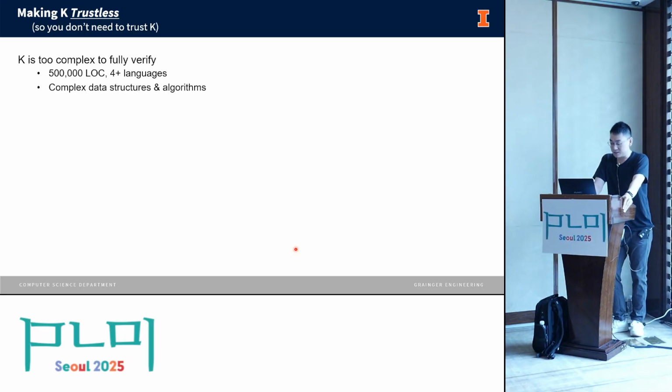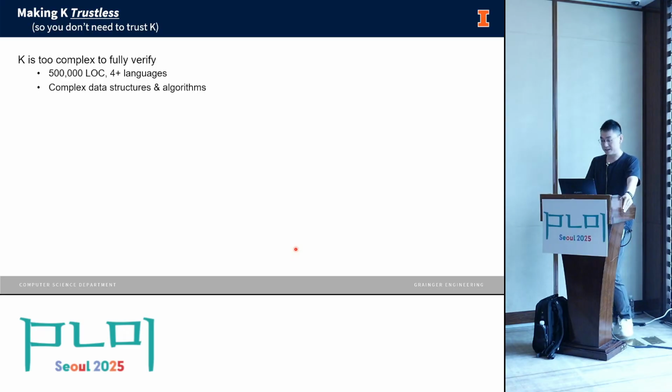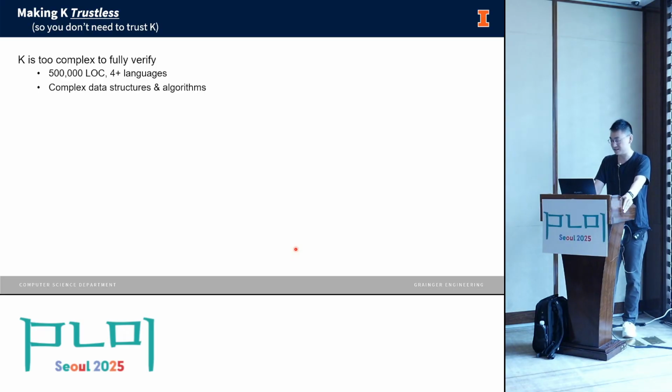The challenge here is K itself is very complicated. It's more than 500,000 lines of code, many languages, complex data structures. Of course, it has bugs. And of course, you don't want to trust it. You don't want to take the correctness of K for granted. But it's very hard to verify because of this complexity.